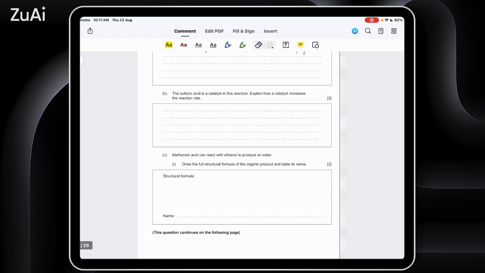The sulfuric acid is a catalyst in the reaction. Explain how catalysts increase the rate of reaction. They provide an alternative pathway with lower activation energy.